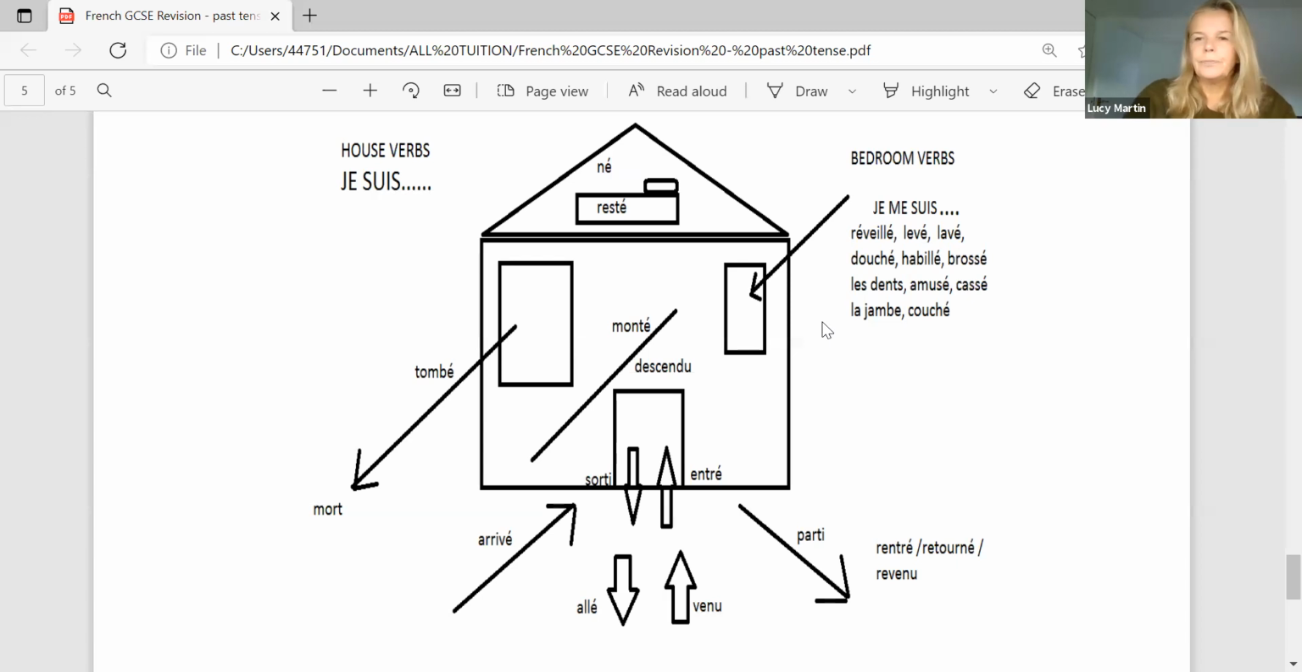So, to conclude, what we've learned today is the passé composé, or the perfect tense, is for events that happened in the past, one-off events, not ongoing things. It's made up of 3 things: the person, the auxiliary, and the past participle. The past participle is usually made with an E acute, a U, or an I, but there are exceptions. The auxiliary is usually avoir, unless it's a house verb. If it's a house verb, it takes être, and the participle agrees with the person.